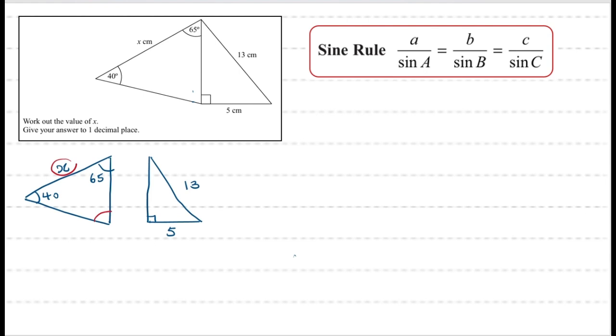So because the angles inside a triangle add up to 180 degrees, we add 40 and 65 together, which gives us 105. Then we take it away from 180.